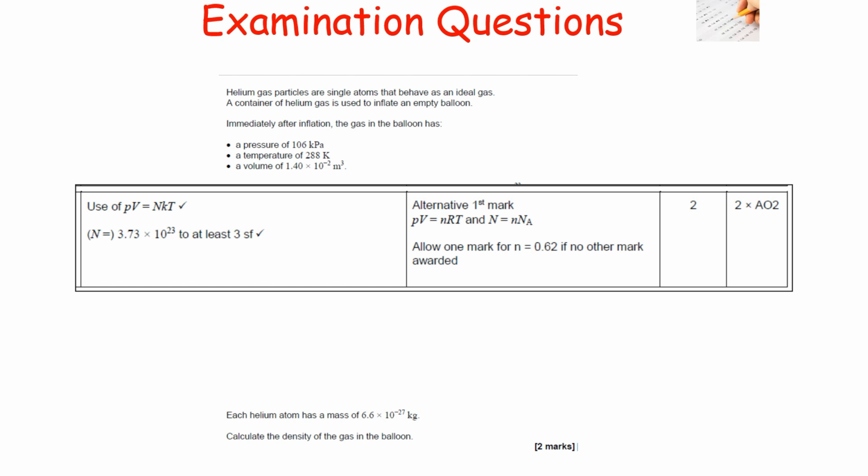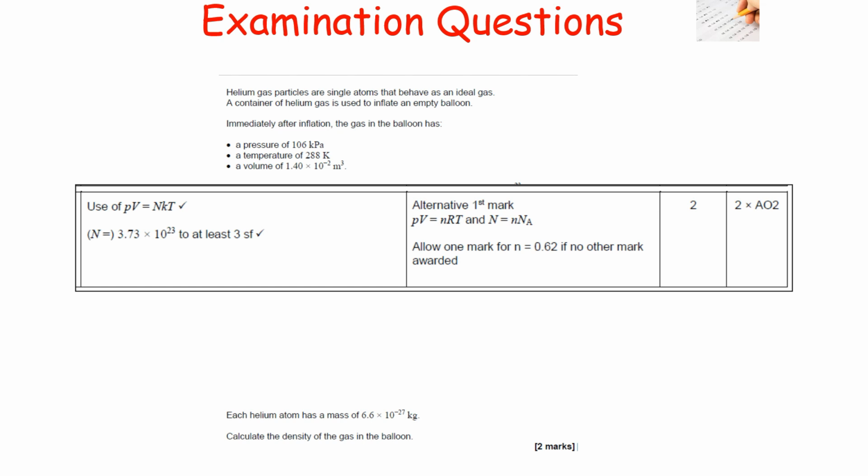Now the only thing we've got to remember is it's 106 kilopascals, so we've got to change that kilo into just a normal value, so it's 106 times 10 to the 3. So we can put those all in and we get 3.73 times 10 to the 23. Now again, why do we give it to 3 sig fig? Because all the values given in the question are given to 3 significant figures.